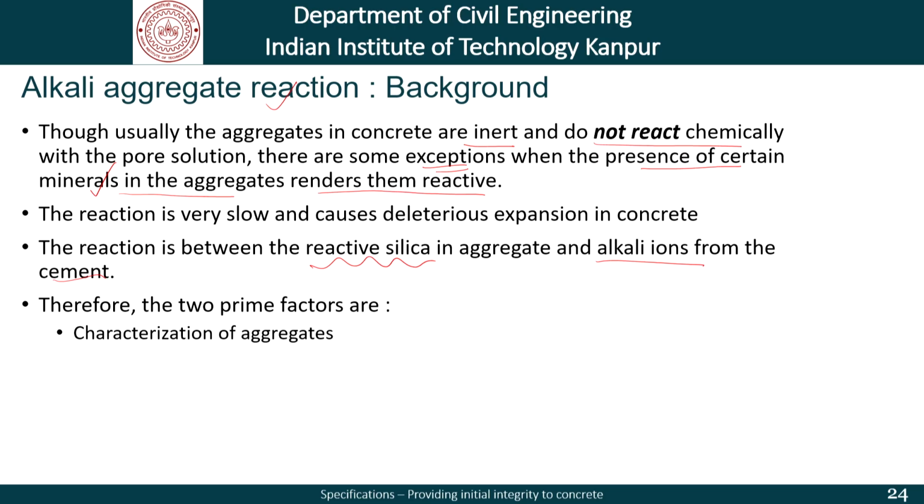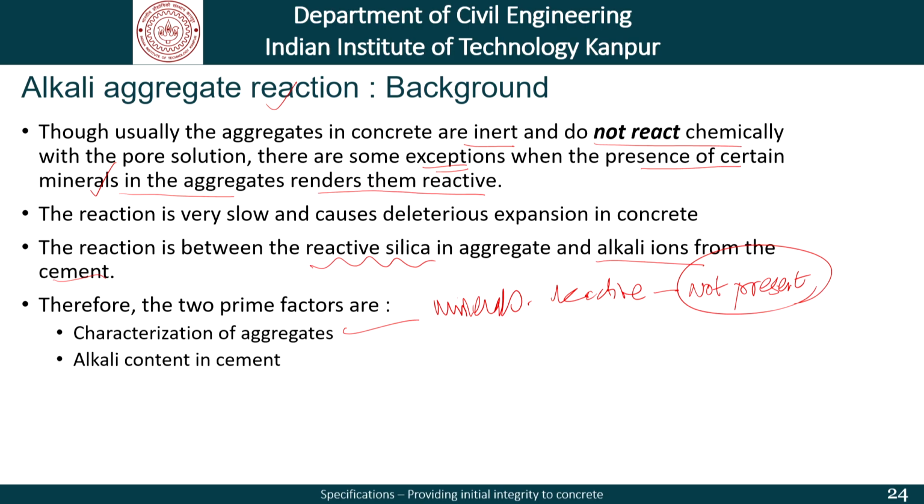One, what is needed is characterization of aggregates to ensure that minerals which are reactive are not present, or if they are present, then one should be aware of that when choosing the quarry. And the other player is the alkali content in the cement that we use. So, with these two we can more or less control the occurrence of alkali aggregate reaction in a given concrete. Apart from that, of course, there are environmental factors.